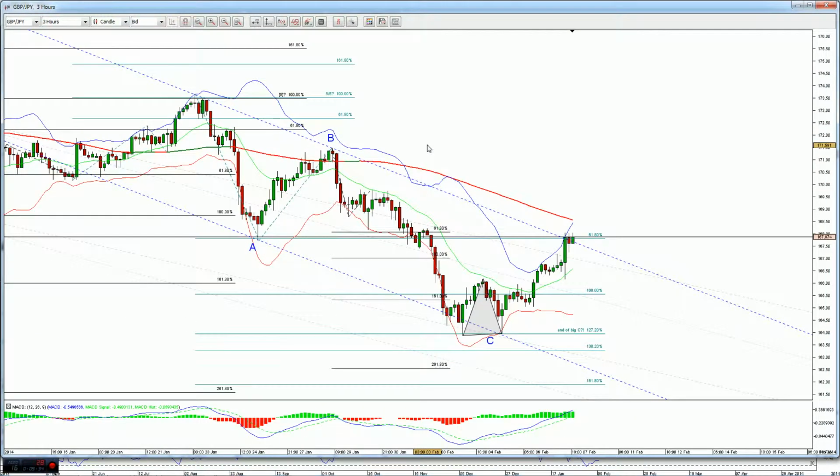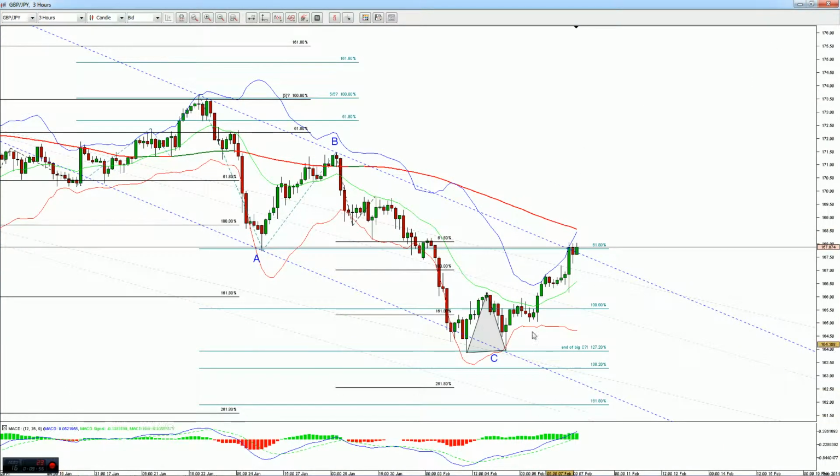Okay, this is an ABC. This is the C. The big C has reacted to this 127.20 of this big A, B, and this is the C wave. So the C wave was 127.20 times the length of A. So this is what I'm measuring here.